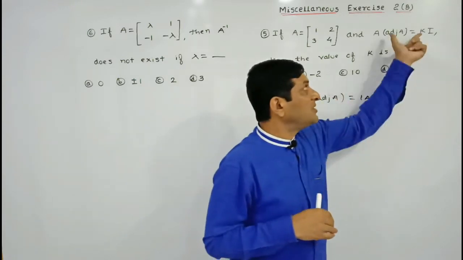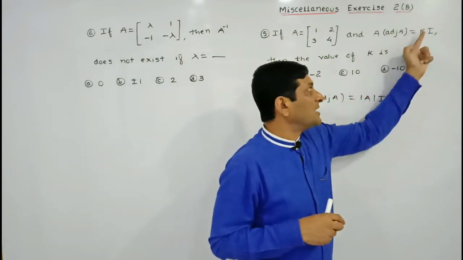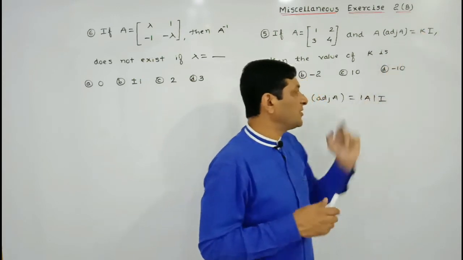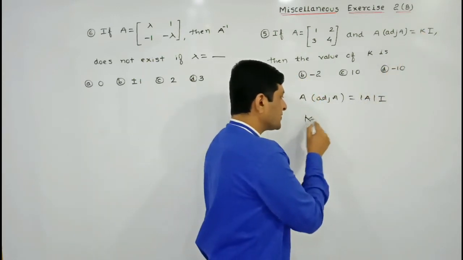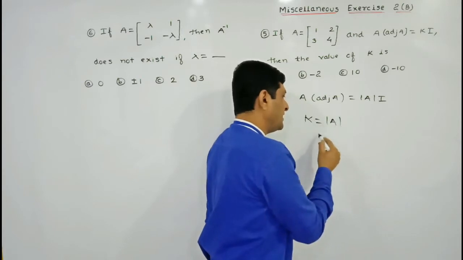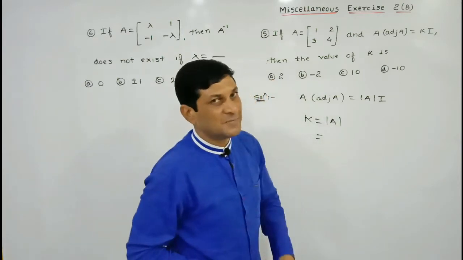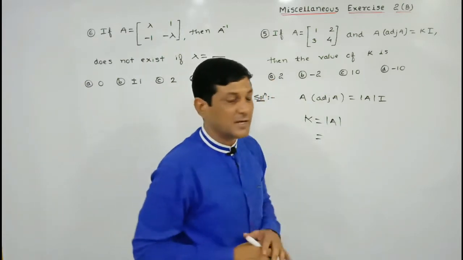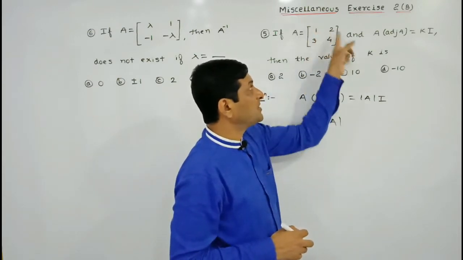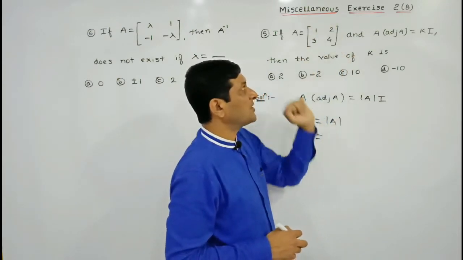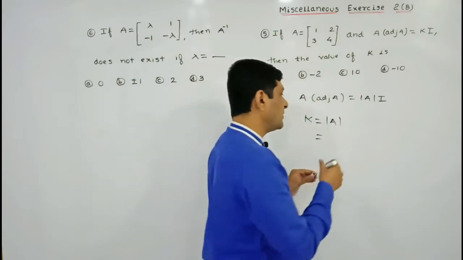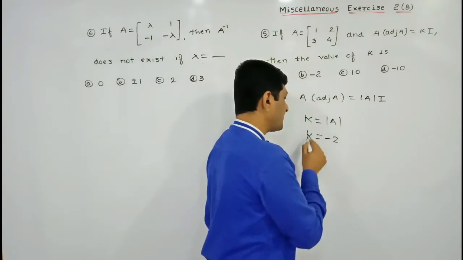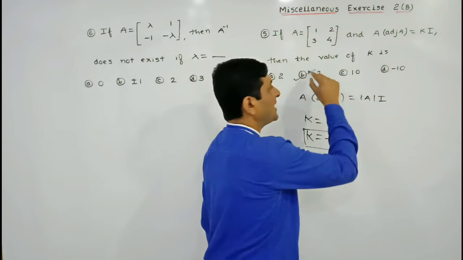If we compare these two results, we can observe that K will be equal to determinant of A. So K is equal to determinant of A, means to find out value of K simply we have to find out value of determinant. So let us try to find out value of this determinant. This product is 4 and this product is 6. 4 minus 6 will be equal to what? Minus 2, means here value of K will be equal to minus 2.